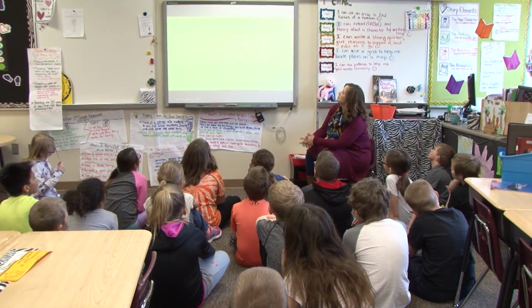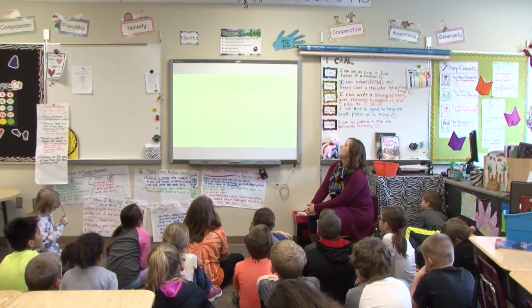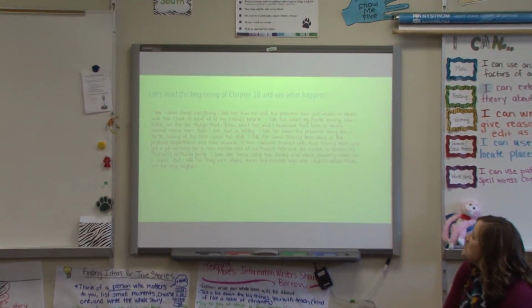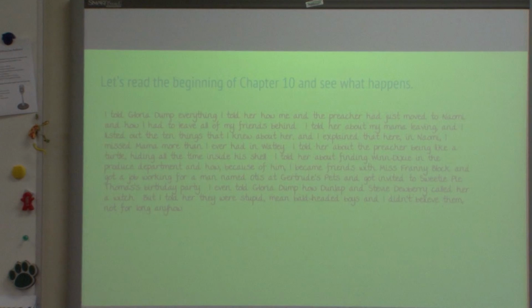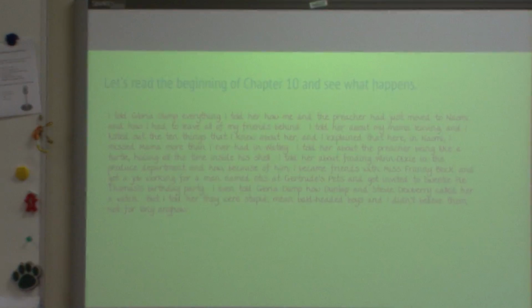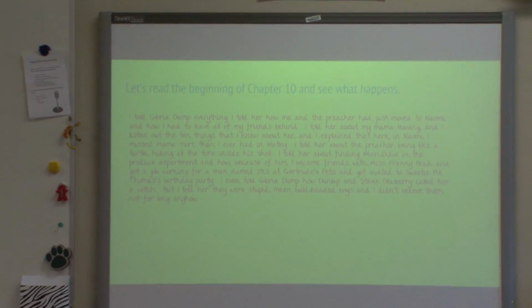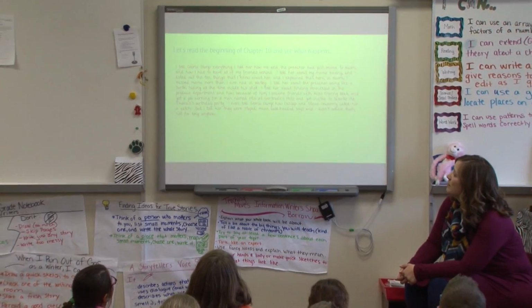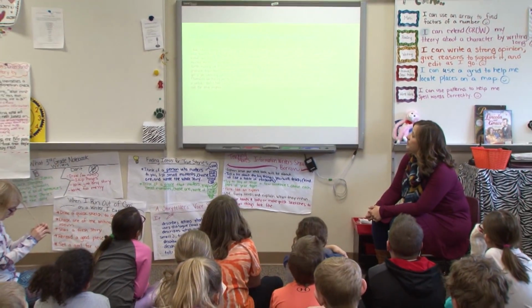Here's the beginning of chapter 10. I told Gloria Dump everything. I told her how me and the preacher had just moved to Naomi, and how I had to leave all my friends behind. I told her about my mama leaving, and I listed out the 10 things that I knew about her.